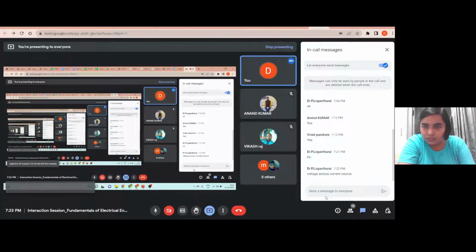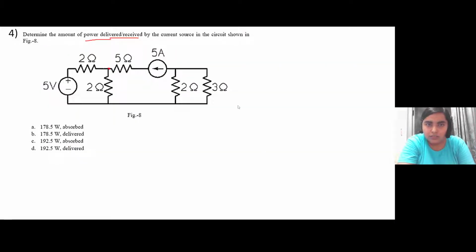So voltage across the current, right? In order to calculate how much power is either getting delivered or absorbed in the current source, what you need is the voltage across this particular current source. So again, you can use either the mesh analysis or the node voltage, calculate using KCL and calculate the voltage difference across this particular current source. So okay, let's solve using KCL. Let's assign voltage 1 here and voltage 2, since there are only two nodes here.